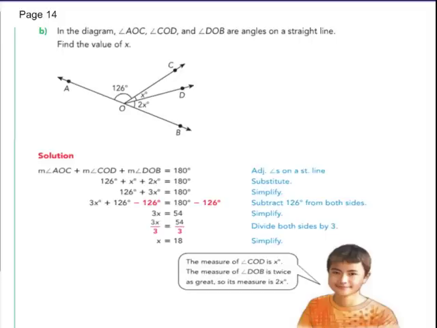On page 14 in the text, you would see this diagram. AOC, COD, and DOB are angles on a straight line. So these are not supplements, but they do add to 180 because they are on a straight line, the straight line AB.